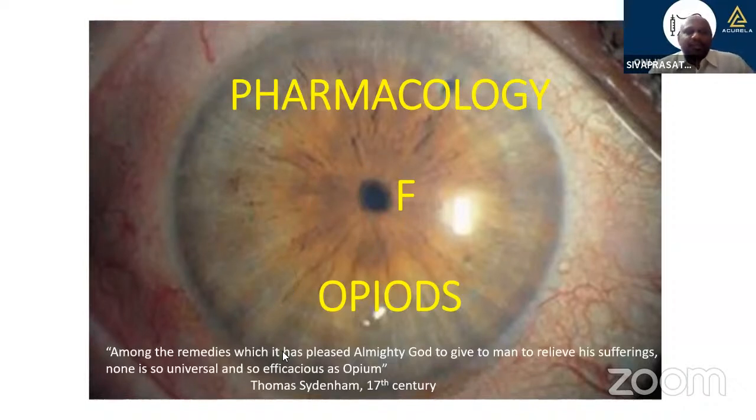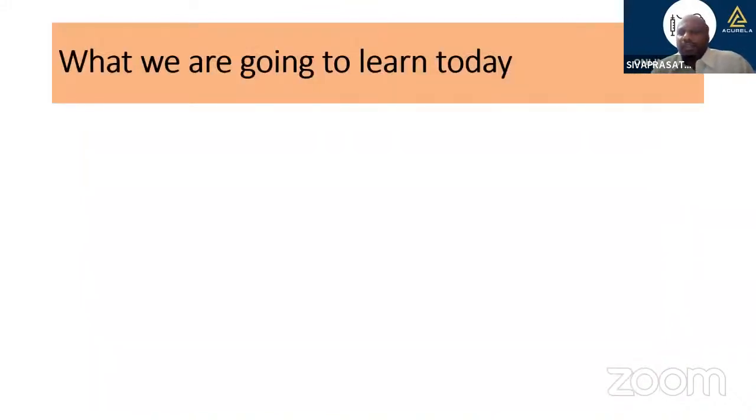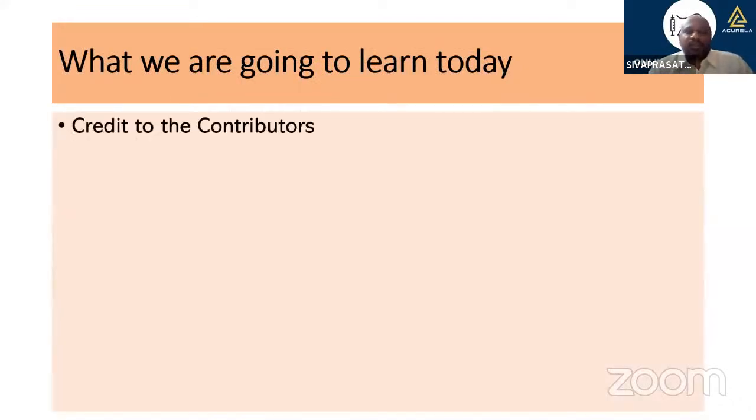As Thomas Sydenham rightly told, among the remedies which it has pleased Almighty God to give man to relieve his suffering, none is so universal and so efficacious as opium. So from the day of opium being used as an analgesic till today, it has been very useful and also been more abused. So what are we going to learn today? As usual, we'll slightly give credit to our contributors in this analgesic field.